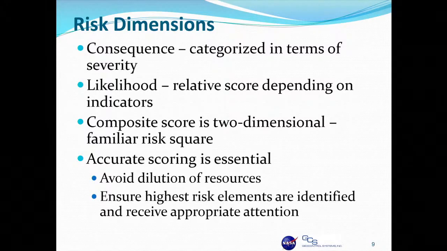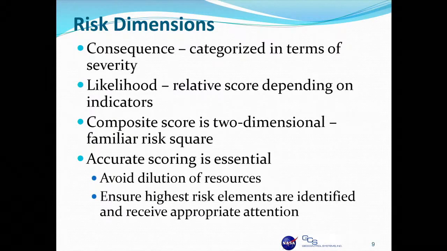So the indicators can be, and we'll look at them in a little more detail in a minute, things, characteristics of either the product or the process to develop the product that contribute to the risks or that reveal information about the risks. It's essential that the scoring is accurate, both with respect to the consequences and the likelihood, because if it's not accurate, it's going to result in dilution of the IV&V resources, putting resources where they're not going to give us the most benefit.